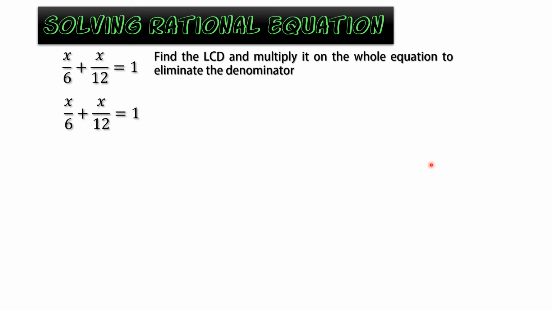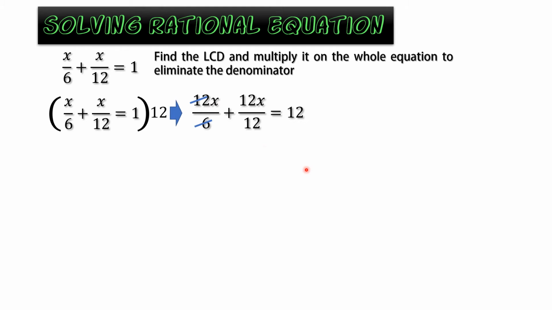Okay, the denominators are 6 and 12, and their LCD is 12, right? So we multiply the whole equation by the LCD, which is 12. Multiplying 12 on both terms gives us 12x over 6 plus 12x over 12 is equal to 12 times 1, that is 12. After that, we simplify them. 12 over 6 is simplifiable; 12 divided by 6 gives us 2. And 12x divided by 12, 12 divided by 12 is 1, so 1 times x is x. So it will give us 2x plus x is equal to 12.